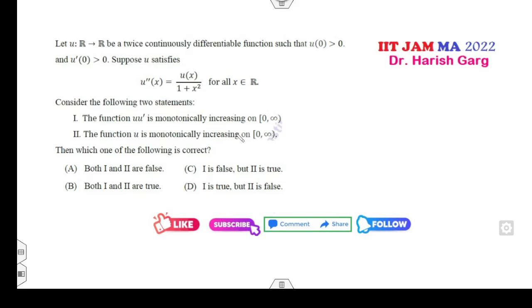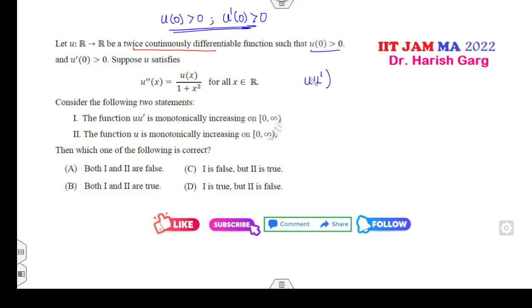Okay, look at this next one. u is a twice continuously differentiable function. Suppose u double dash is given here. Then we can apply the Taylor series as well. Here u of 0 is given, u dash of 0 is also given, both greater than 0. We can assume any numbers, like 1 and 2. Then u and u dash are monotonically increasing.